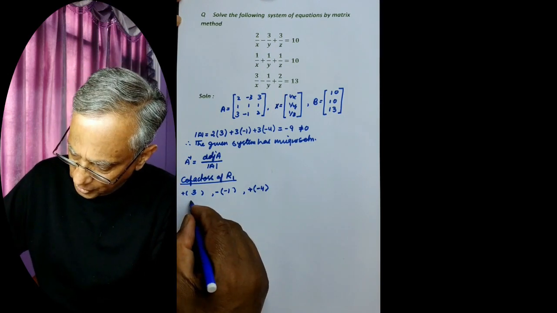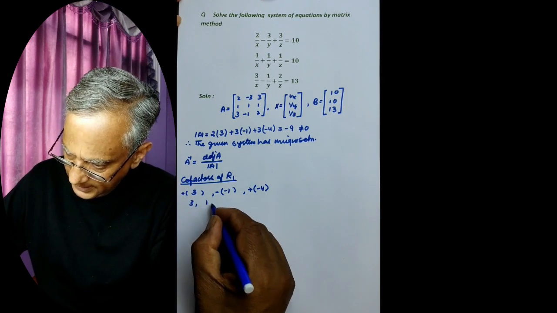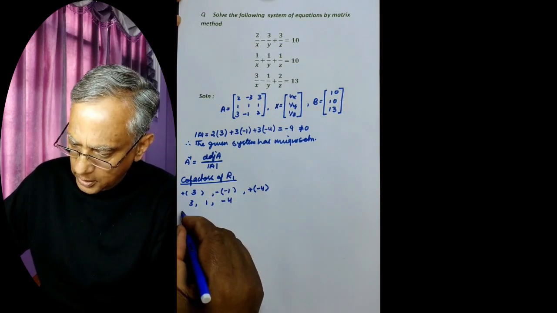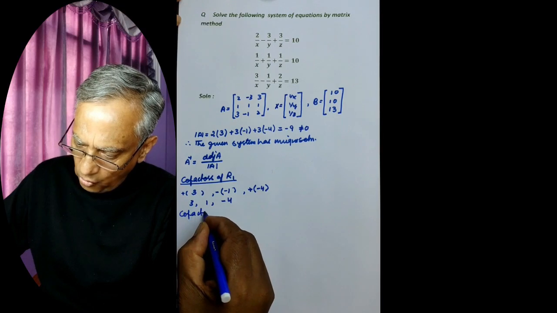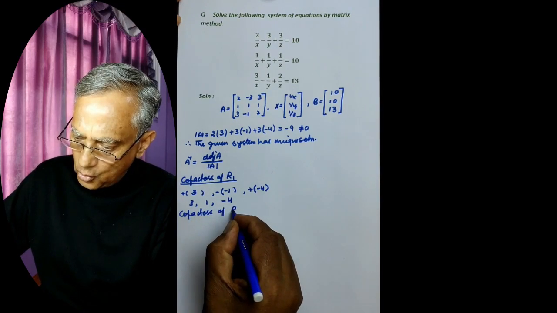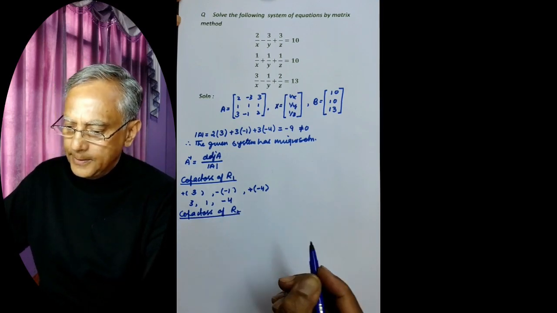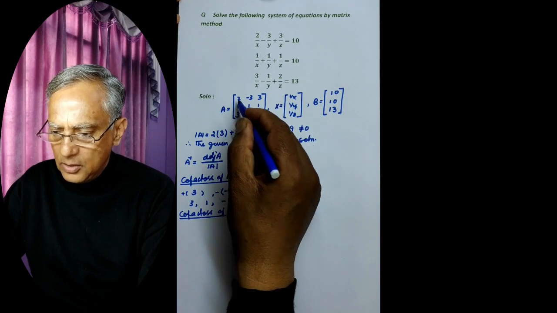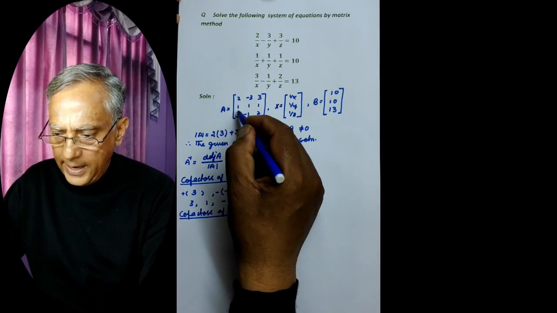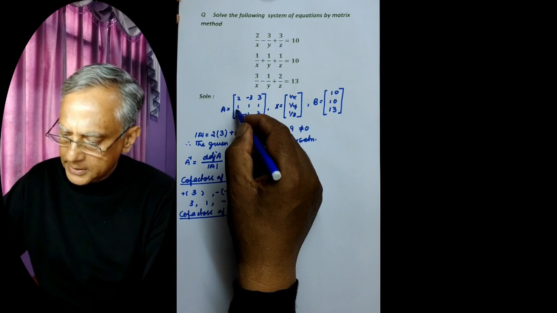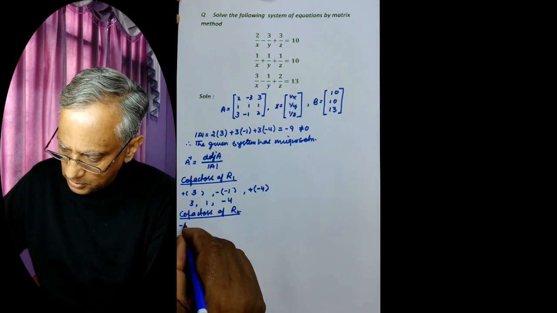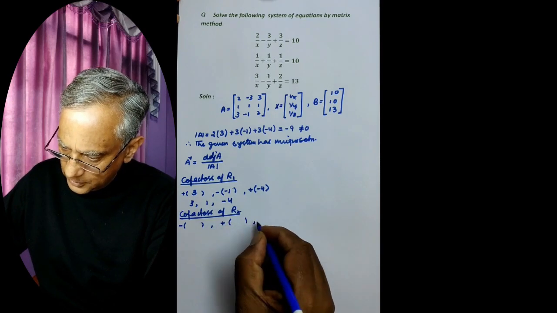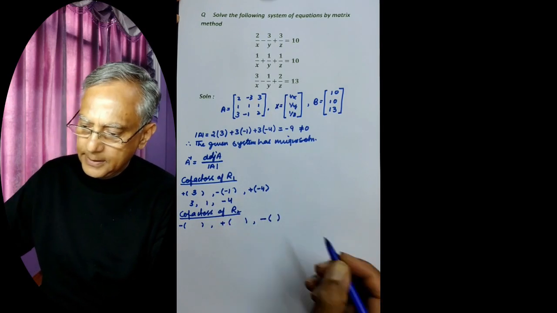So we get 3, 1, minus 4. Now we find cofactors of R2. Second row. Now the place of this entry is second row and first column, that is an odd place, so we will have minus. So this will be minus, this will be plus, and this will again be minus.